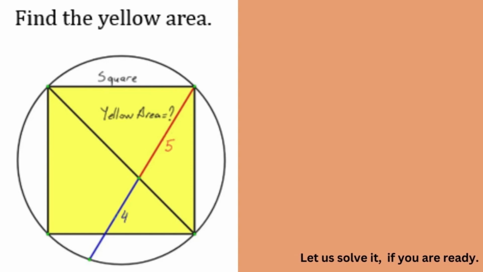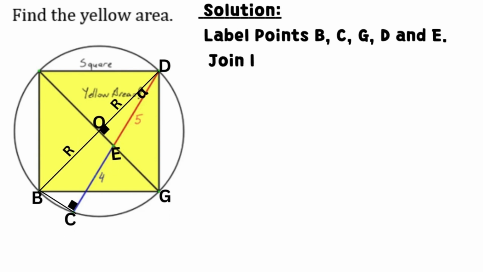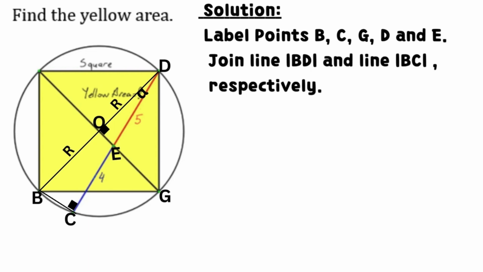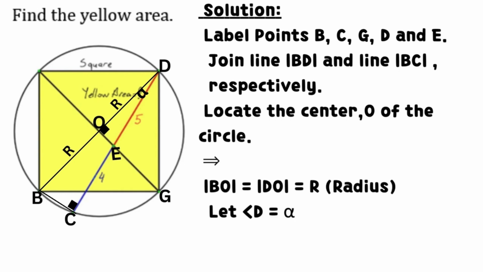Find the value of the yellow area. Label points B, C, G, D, and E. Join line BD and line BC respectively. Locate the center O of the circle. It implies that line BO equals line DO, which equals R, the radius of the circle. Let angle D equal alpha.